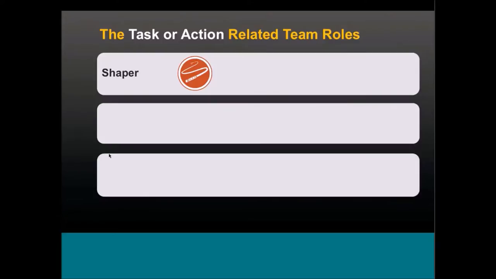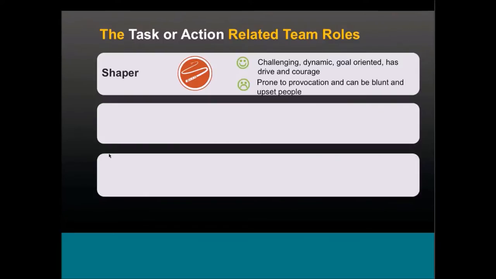So look at the lovely word, it's a lovable weakness, and that's what is at the bottom. What are the positives? Challenging, dynamic, has a drive and courage, can set challenging targets and achieve them as well. Prone to provocation, and can be blunt and upset people. A shaper is highly task-oriented. What are the key things? Obstacles are irrelevant, you've got to throw them out. And in the process, kind of upset people.